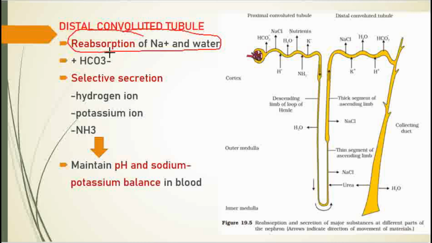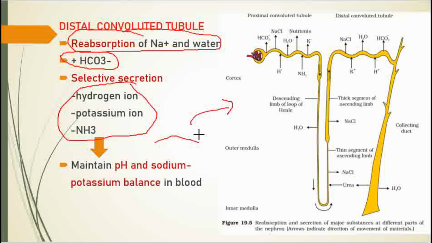So bicarbonate is reabsorbed. And for secretion, hydrogen ion, potassium ion and ammonia are secreted. So why does this happen? When you take a molecule away from a particular place by reabsorption, there is a loss of ions or a concentration difference. So for that reason these molecules get secreted, for balance, so that both sides are balanced.